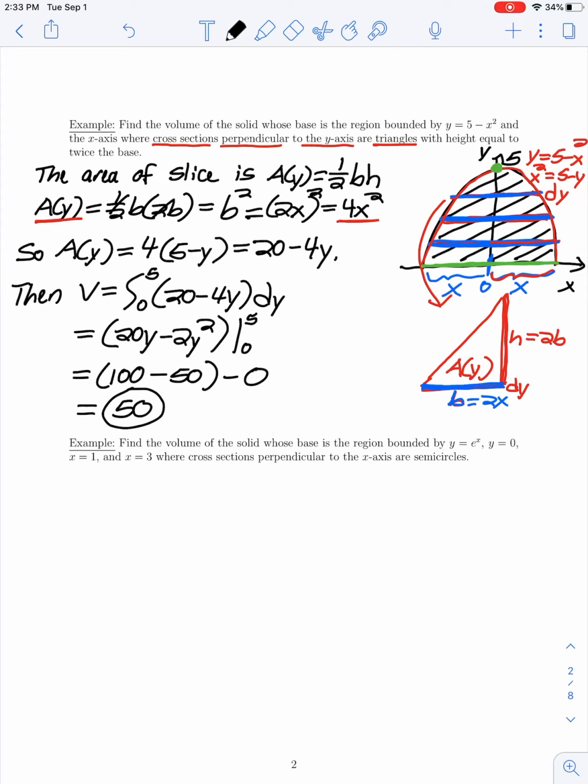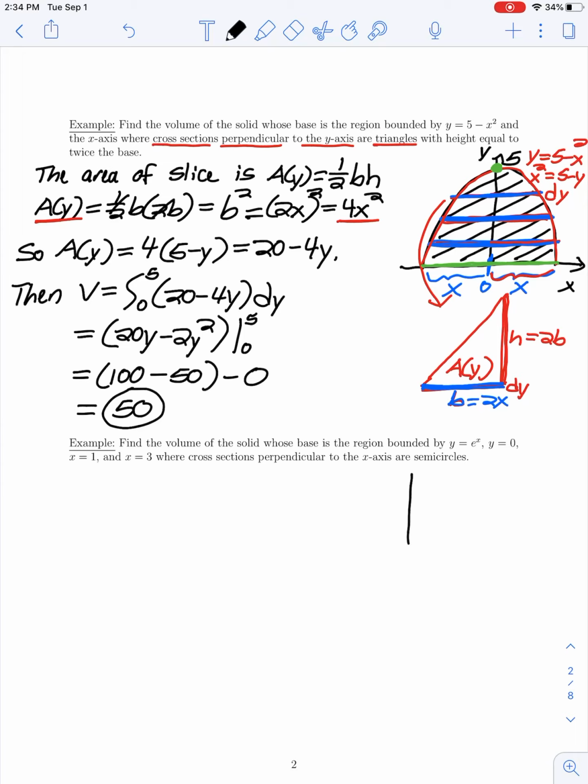So let's look at some other examples. In this next example, we are asked to find the volume of the solid whose base is the region bounded by e to the x, y equals 0, x equals 1, and x equals 3, where cross-sections perpendicular to the x-axis are semicircles. So for these slicing problems, again, we want to start by visualizing our region. That's going to help us to find a formula for the area of a cross-section.